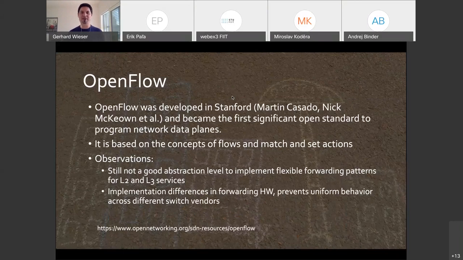It turns out it's not a good abstraction. The flow-based abstraction level is not a good abstraction. It's too low, and the churn that you see in larger environments is just not manageable in a simple way across many data planes.